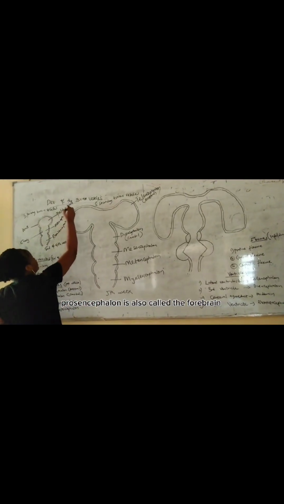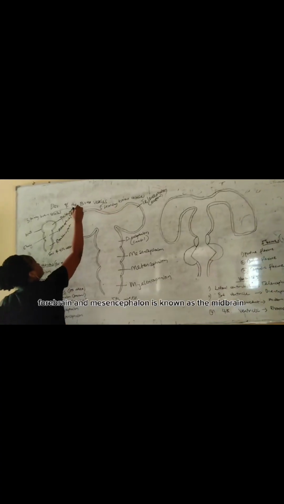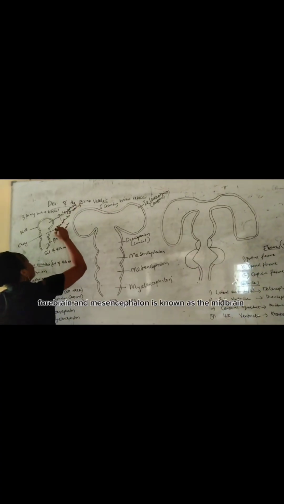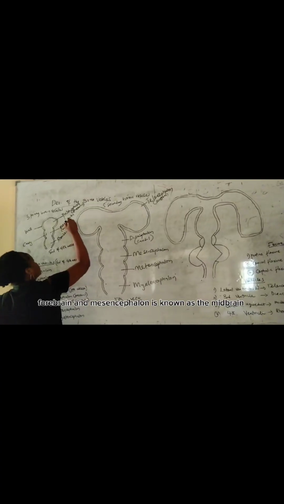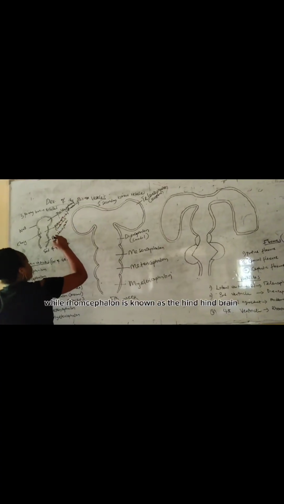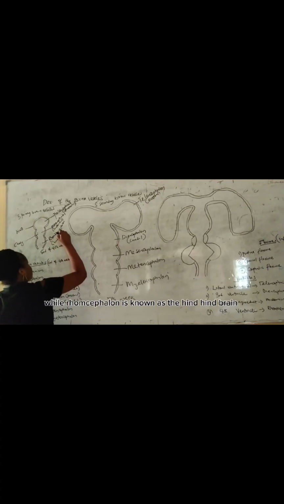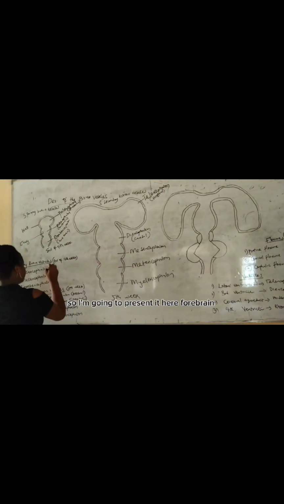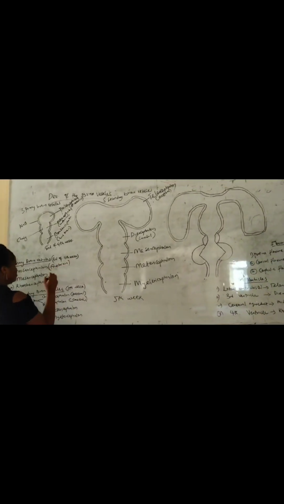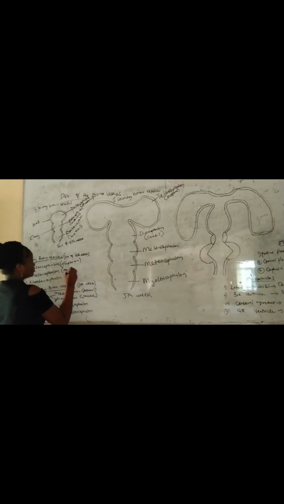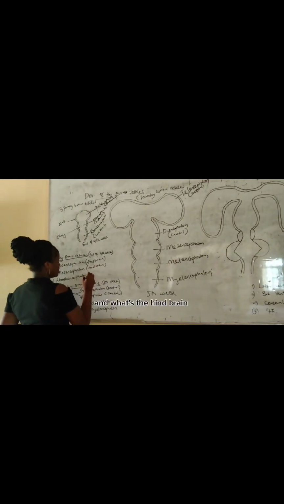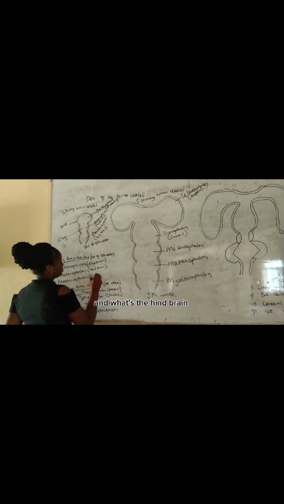Now there's also something I forgot to note. Prosencephalon is also called the forebrain, and Mesencephalon is known as the midbrain, while Rhombencephalon is known as what? The hindbrain. So I'm going to present it here. Forebrain, midbrain, and the hindbrain.